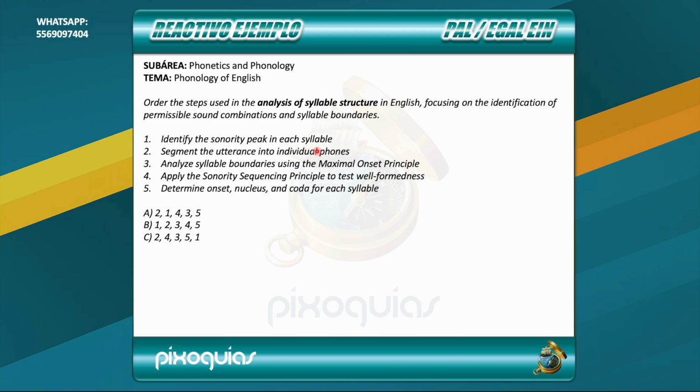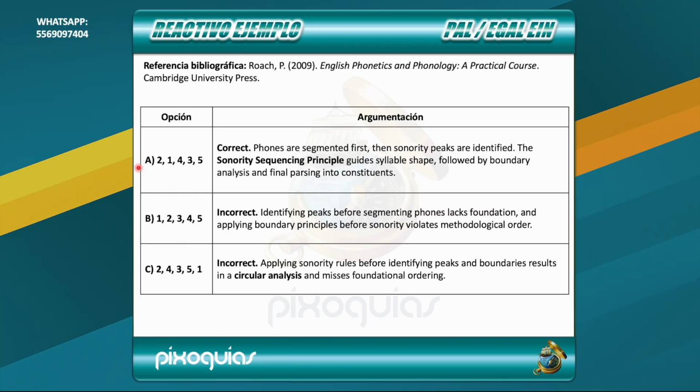2. Segment the utterance into individual phones. 1. Identify the sonority peak in each syllable. 4. Apply the sonority sequence principle to test well-formedness. 3. Analyze syllable boundaries using the maximal onset principle. And 5. Determine onset, nucleus, and coda for each syllable. So, the correct answer is A.